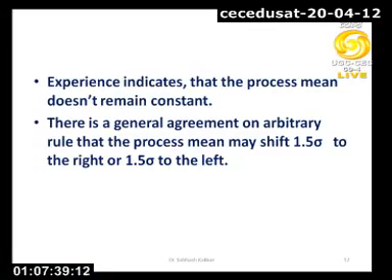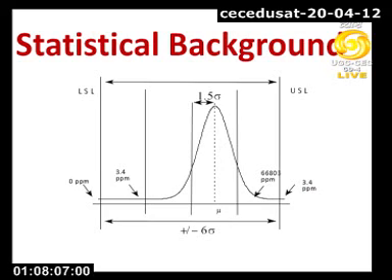So, there is a general agreement on an arbitrary rule that the process mean may shift 1.5 sigma to the right or 1.5 sigma to the left. This arbitrary figure has been taken by the people who have given us the 6 sigma philosophy. If we shift the process mean to the right side, we will get a picture as shown in the slide. And we are now discussing the statistical background regarding the 6 sigma process.